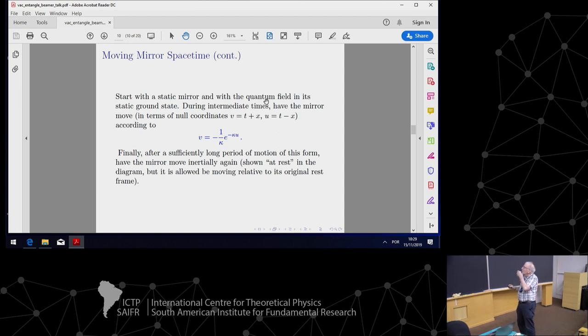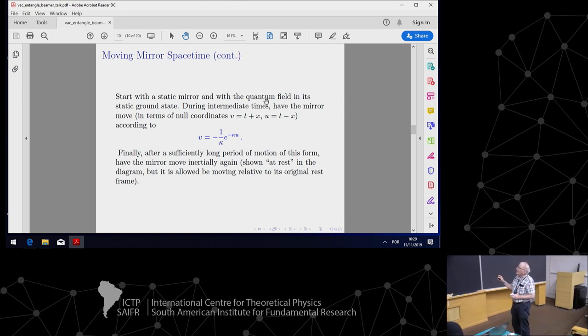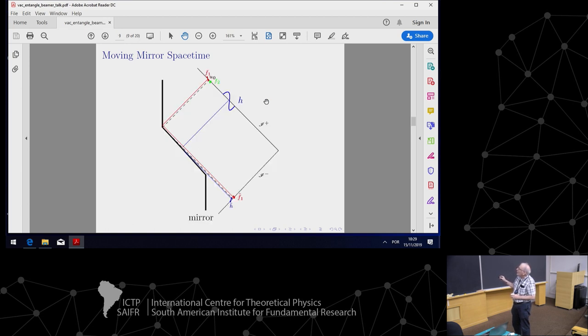So we're starting with a static mirror, and one thing I didn't say but I'm saying now is I'm going to take the quantum field to be in its initial ground state, so it'll be a vacuum state, the ordinary inertial vacuum state on all of scri minus. Here with this inertial mirror, if I kept the inertial mirror, it would just evolve as a very boring static ground state.